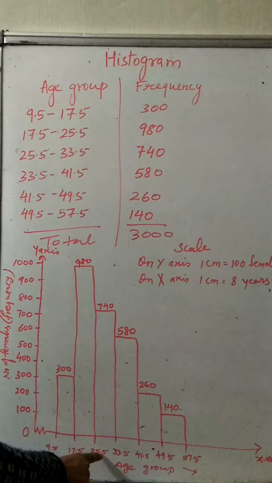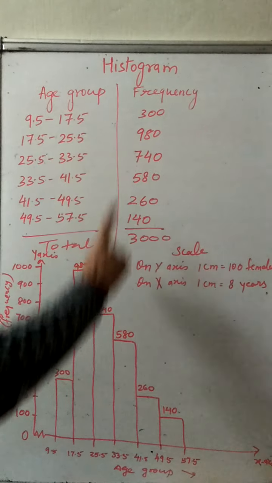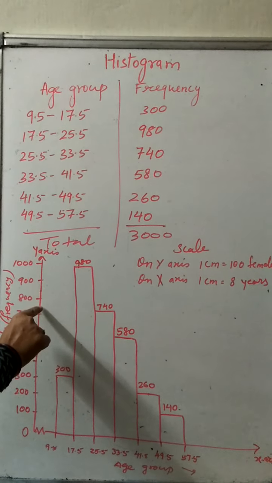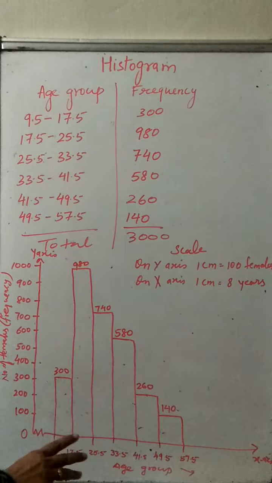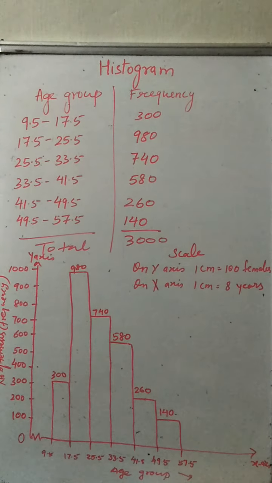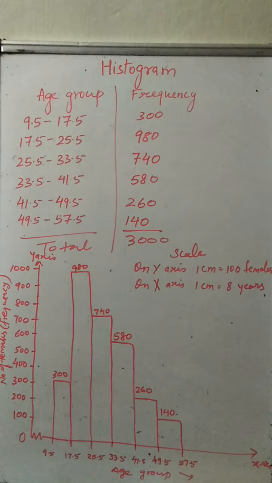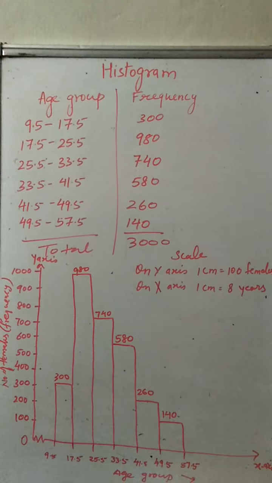Then from 25.5 to 33.5, 740. So here it is 740. That means slightly less than 750. 750 will be in the middle and slightly less than that it will be 740. Likewise, you have to plot the entire data on the graph paper. So this is the required histogram. So from this you can draw whatever conclusions you can.